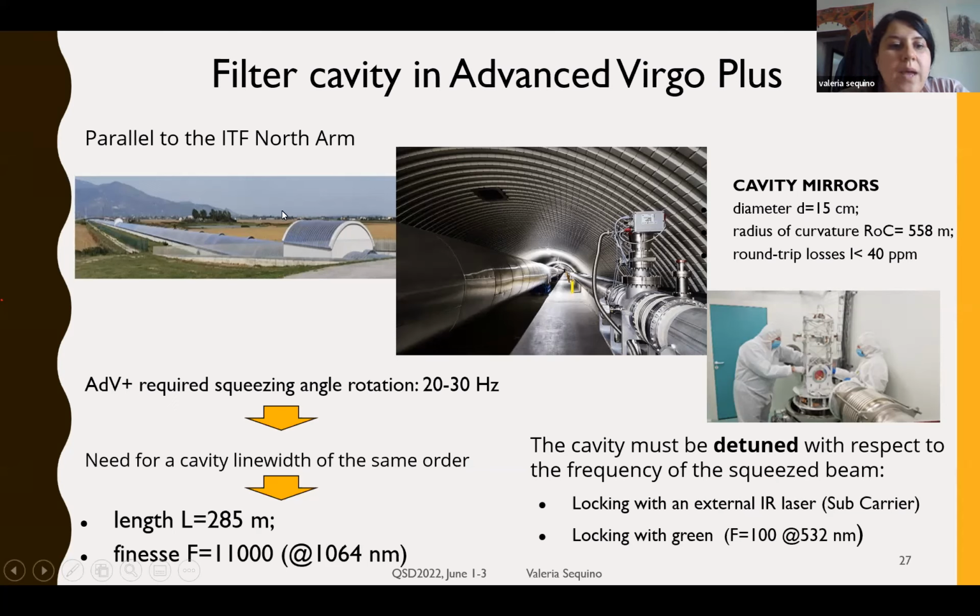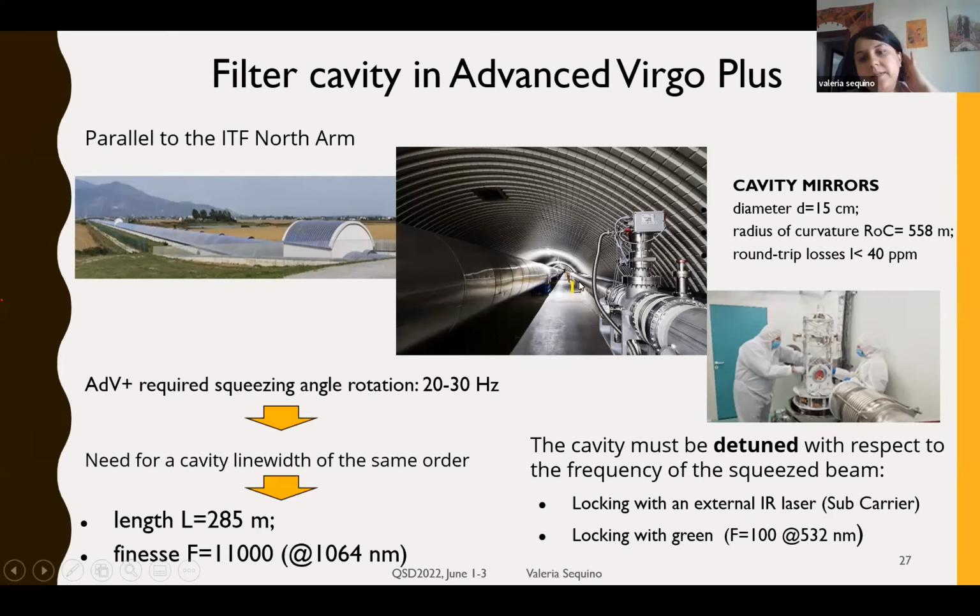In order to do this, we had to do also infrastructure works. In fact, we had to raise the roof. This is because we have the mirrors of the filter cavity that are also suspended to some pendulums. And here, in this part of the roof, we have the first mirror of the filter cavity, 300 meters long, and after that we have the second mirror of the cavity.